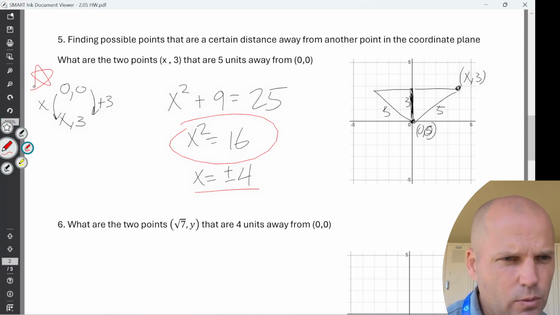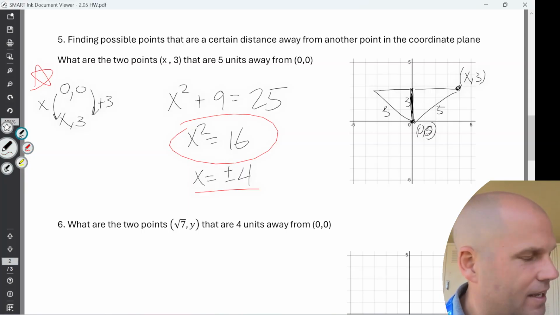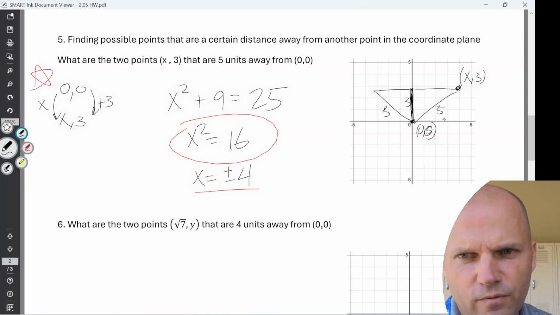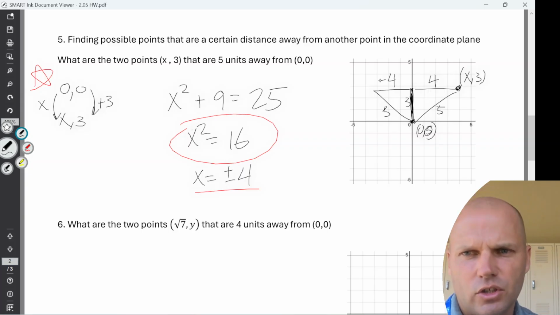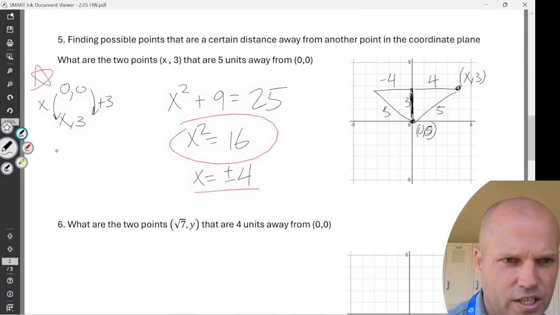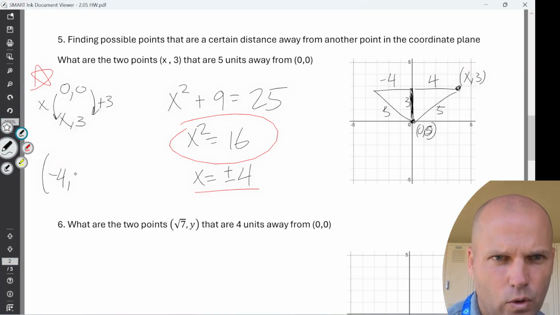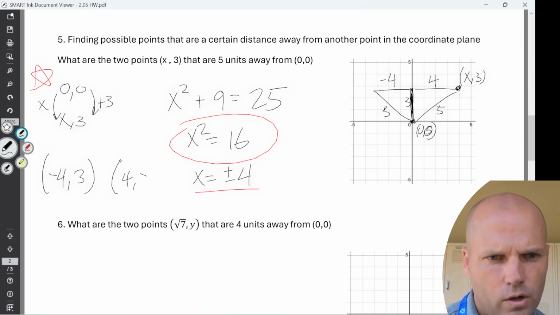The other way you could do it, which I'm not going to show in class, is this is 25, this is 9, this must be 4. You could figure out that this is 4. And you could think about going to the right 4 and to the left 4 to get our 2 points, negative 4, 3, and 4, 3.